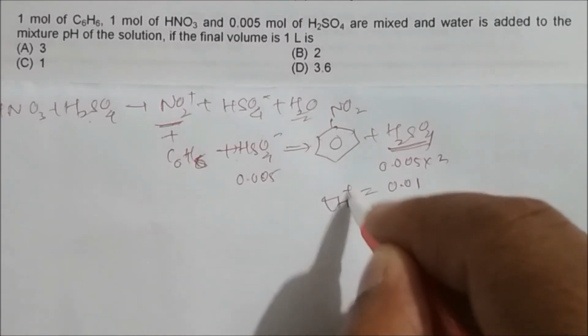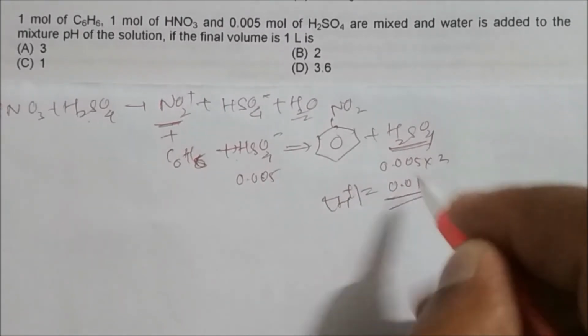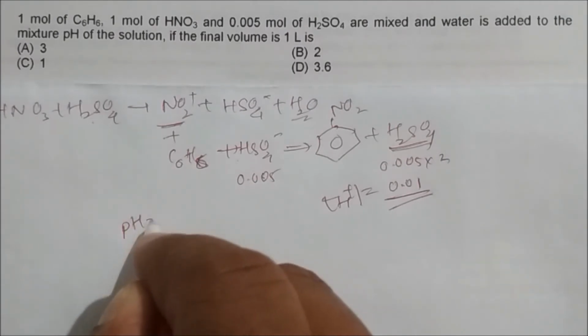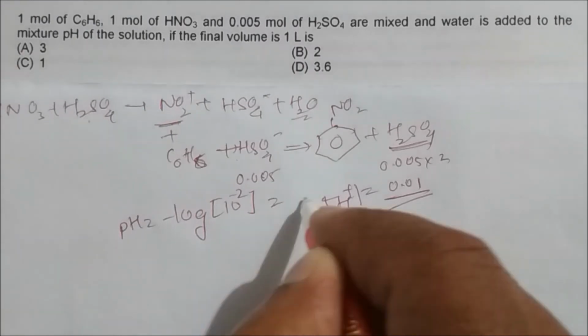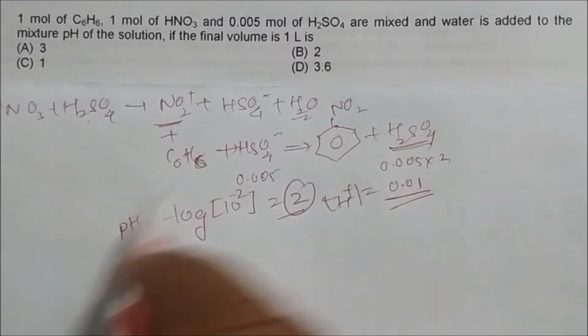So the concentration of H+ ion will be this much mole. What is the pH value? The pH will be equal to minus log of the H+ concentration, that is 10^-2. If we solve it, it becomes 2. So the answer will be 2.